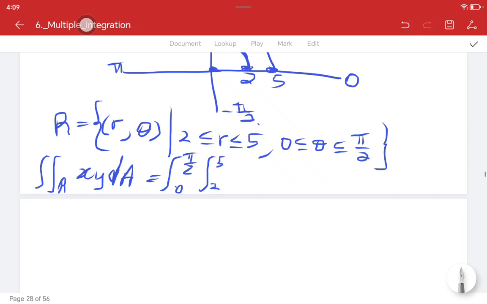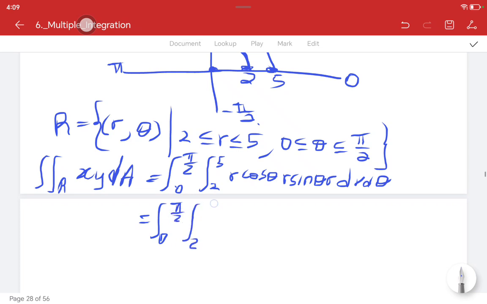So there we had xy. X I said we're going to replace by R cos theta. Y I said we're going to replace by R sin theta. And I said that dA will be replaced by R dr d theta. So this will be R times R, which is R cubed, cos theta sin theta dr d theta.